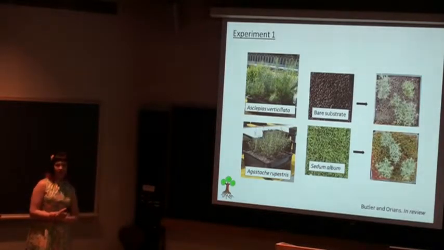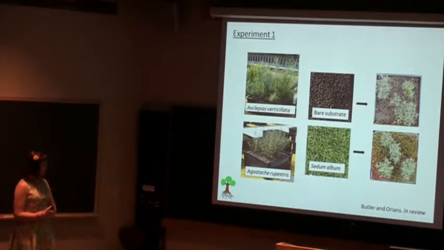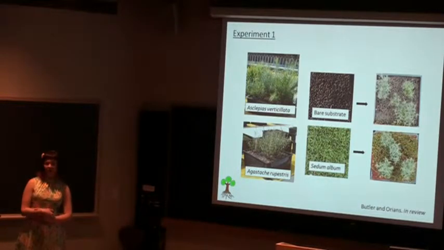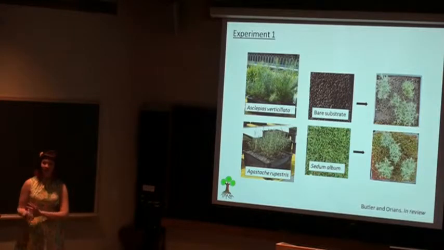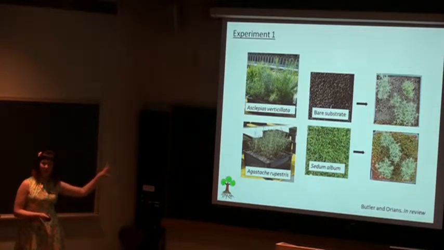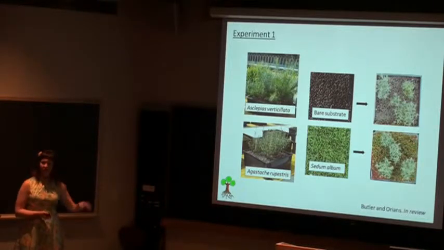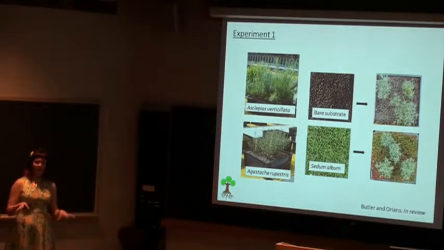Here's what the first experiment looked like. The two focal species are Asclepias verticillata and Augustastra rupestris. You might remember these two from the very first experiment. They did die in the end, but they really put up a good fight. These are some of the strongest ones, which is why we chose those. I grew both of these either by themselves in bare substrate or with a carpet of Sedum album.